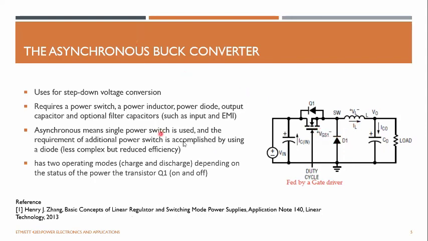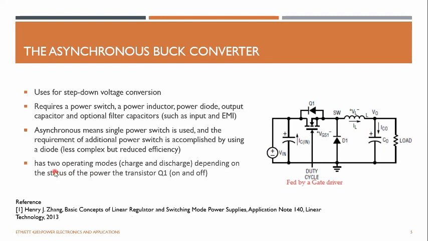So asynchronous means it only uses one single MOSFET. But in a synchronous buck converter, you have two switches. These switches are controlled synchronously. That's why they call it a synchronous buck converter when you have two switches. But asynchronous means you only have one single switch, and the requirement of the other switch is accomplished by using this freewheeling diode.